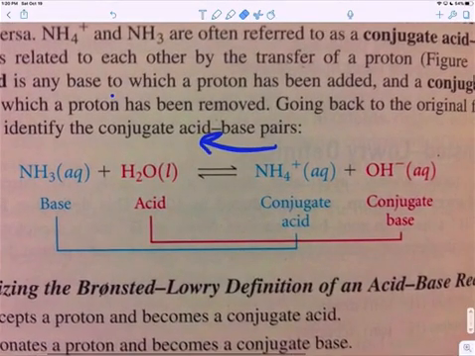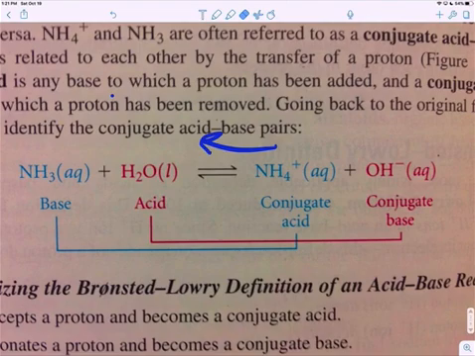Something for this equation here. So let's talk about some of the definitions. In Bronsted-Lowry, what we're going to focus on is that an acid is a proton donor and a base is a proton acceptor. So look here, we have ammonia, the base, and it becomes ammonium. That's the base being a proton acceptor. It goes from NH3 to NH4, so it accepts another hydrogen.